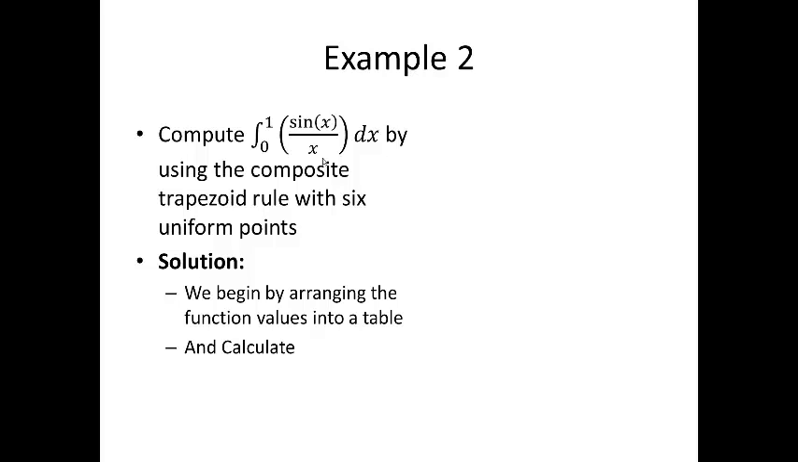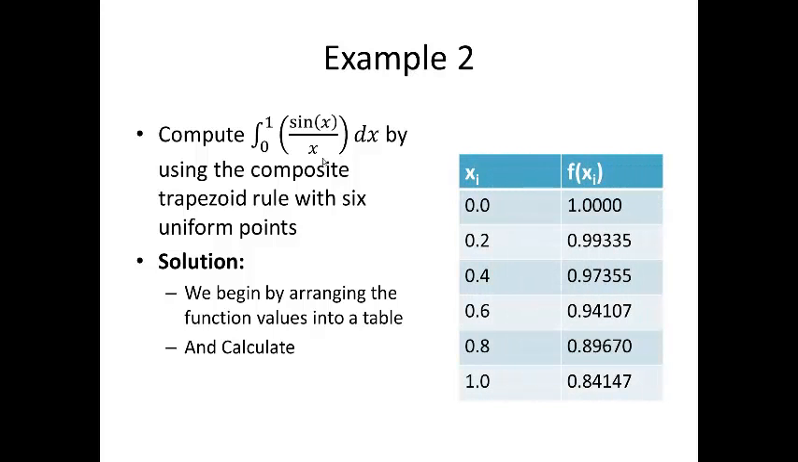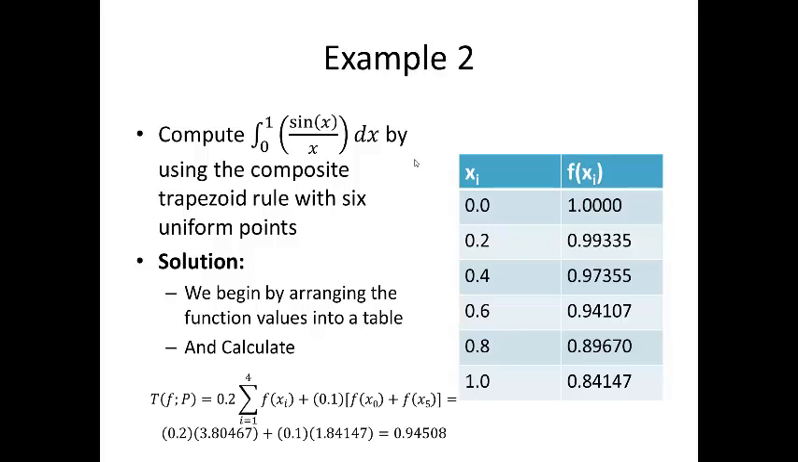Well, to do this, we begin by arranging the function values into a table, like so. Now, you'll notice here that we've assigned sine x over x a value of 1 at x equals 0. That's done by a consequence of the Norris theorem. The rest of them should be pretty self-explanatory, and then we calculate using the composite trapezoid rule.